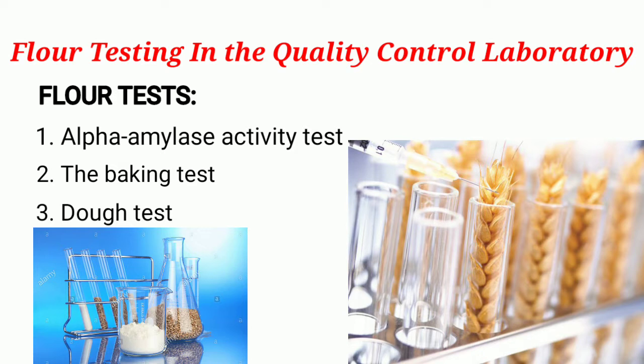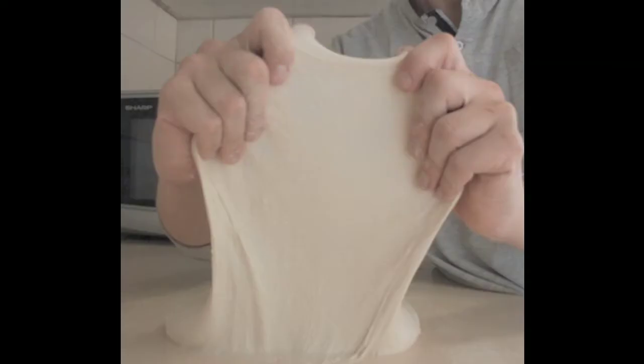The baking test. The proof of whether flour is of good quality or not is determined by its performance in a baking situation. And then the dough test. Physical dough testing instruments collect objective data about the physical and rheological properties of flour and dough and are useful for quality testing and process control.